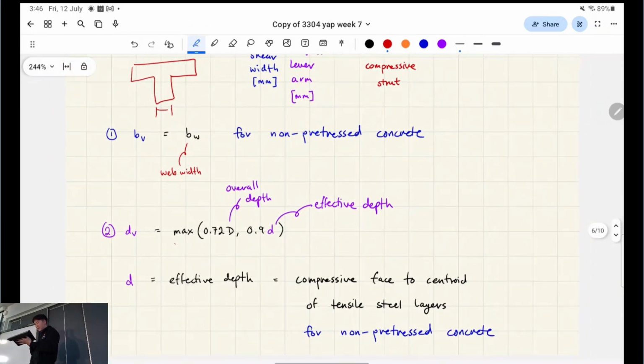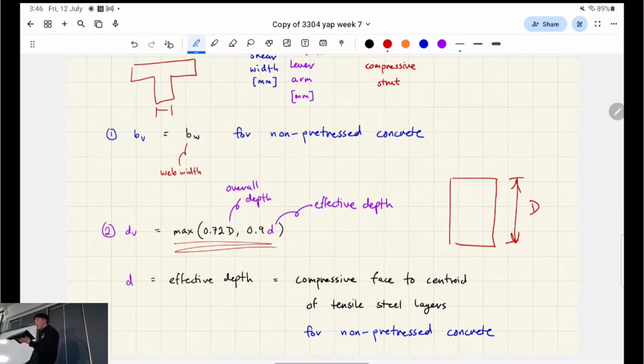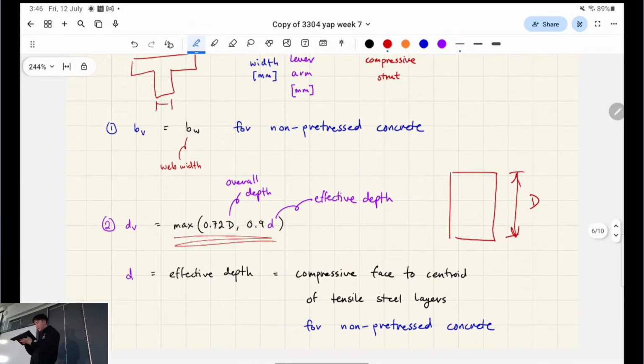Okay, dv, you take the max of two numbers. The first number is the overall depth, right? So that one's not too bad to understand. That's the overall depth, right? And then the effective depth is this, right? The depth to the centroid of the tensile steel layer. So, question, is this the same as dO? No. dO is the furthest one, right? Yeah. The furthest layer. So, where would d be if I had two layers?